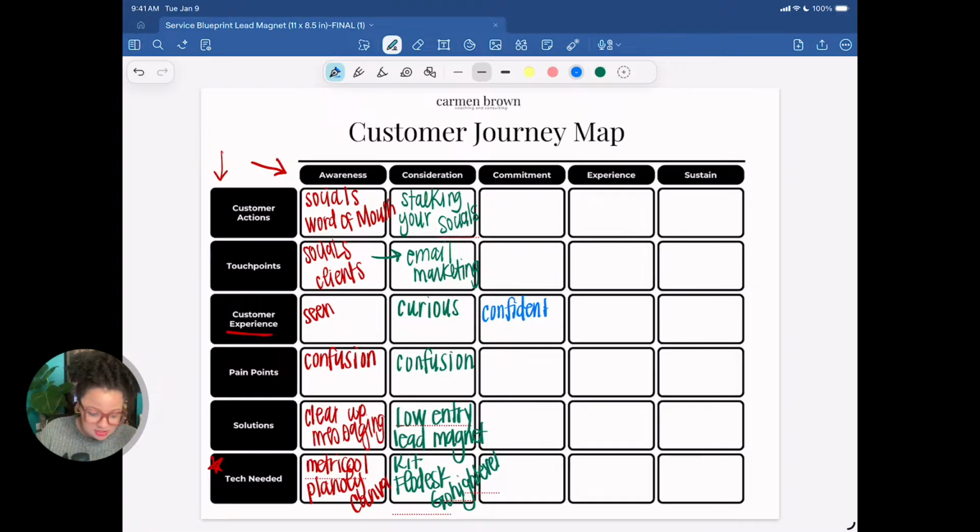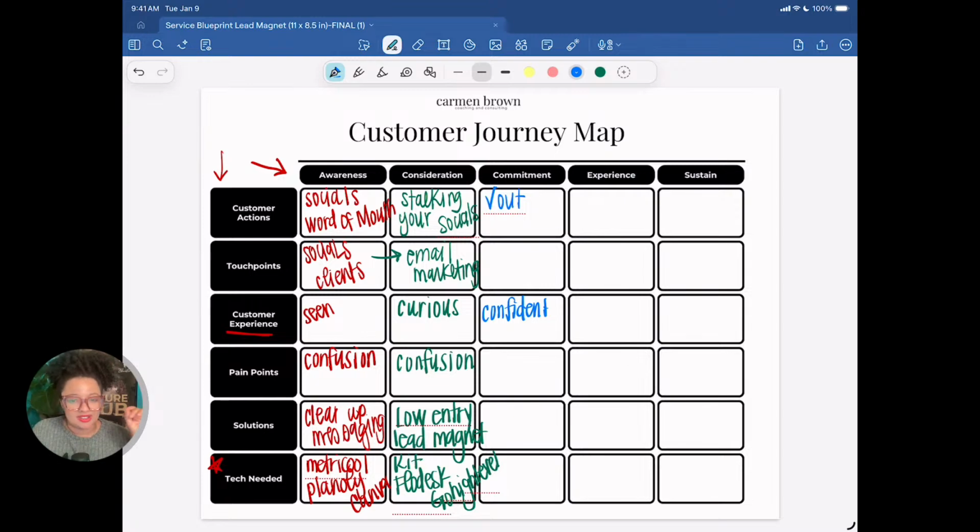What are our touch points? I'm sorry, let's go up to our customer actions. So at this point, our people are checking out. They are at the checkout page. They are ready to rock and roll. They are putting in their card number, okay? They are filling out the onboarding forms. They are ready to rock and roll.